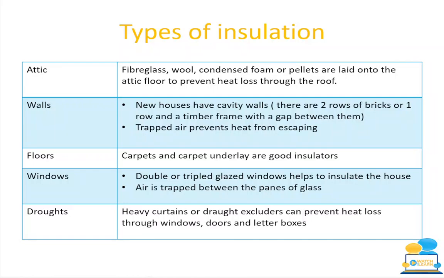Your walls: new houses have cavity walls, which means there are 2 rows of bricks, or 1 row and a timber frame, with a gap between them. This trapped air prevents the heat from escaping.